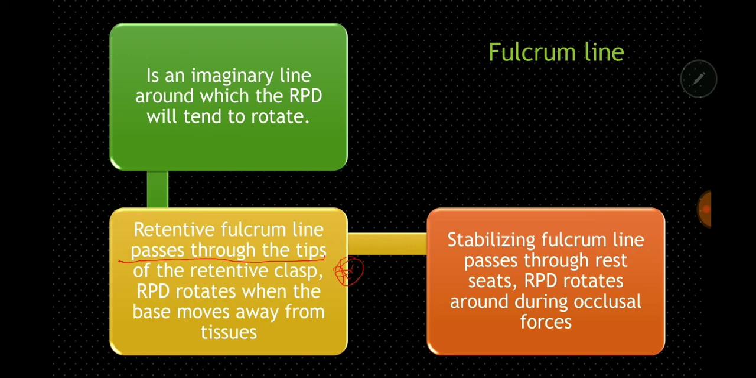The RPD rotates when the base moves away from the tissue. However, a stabilizing fulcrum line passes through rest seats. A retentive fulcrum line passes through the tips of retentive clasps. A stabilizing fulcrum line passes through rest seats, and in this case, the RPD rotates around it during occlusal forces application.